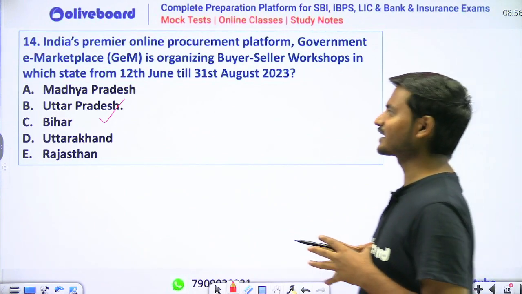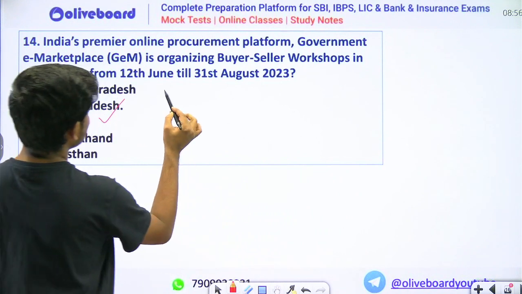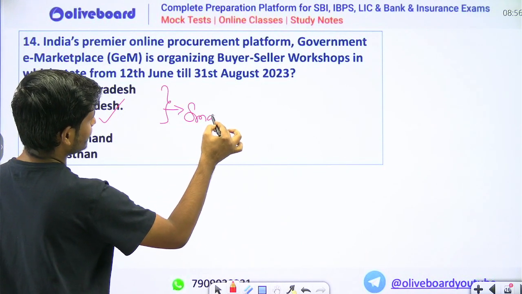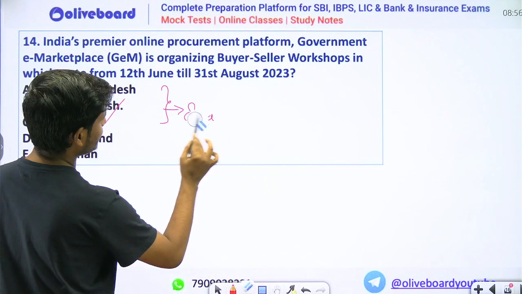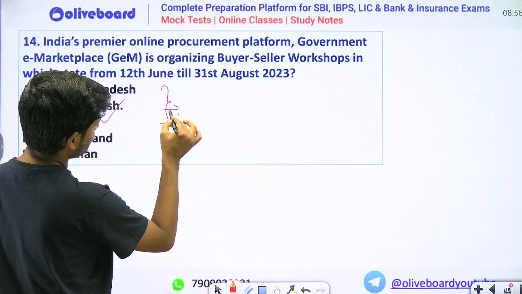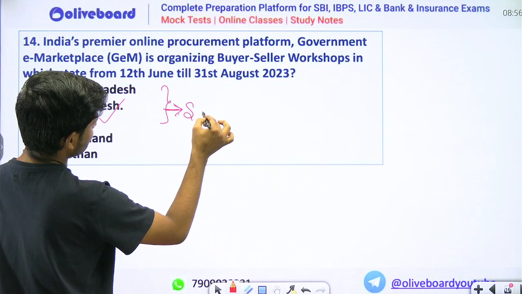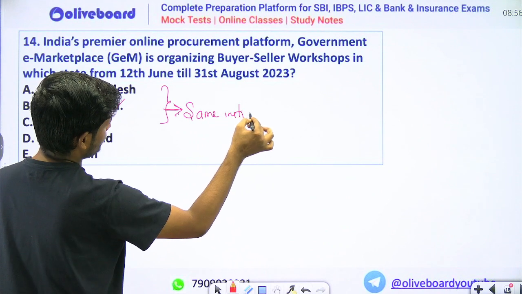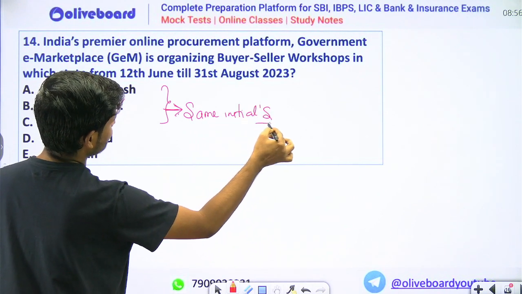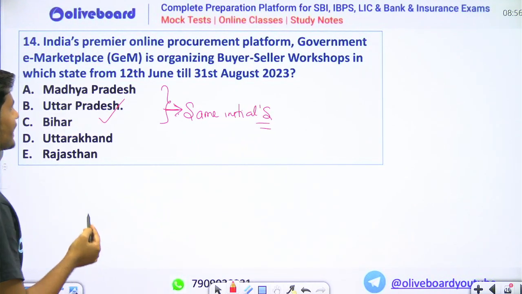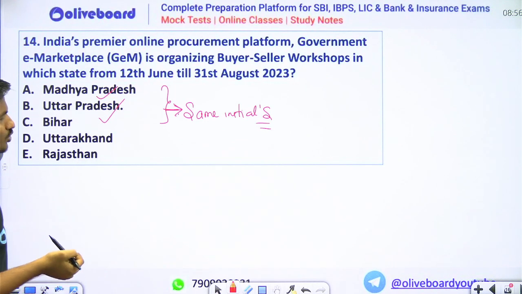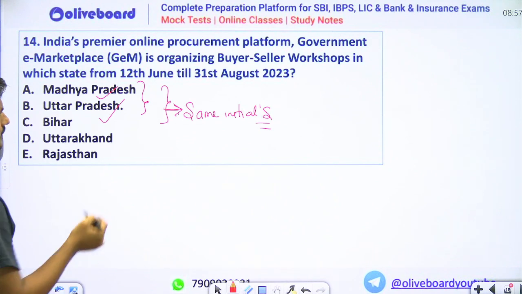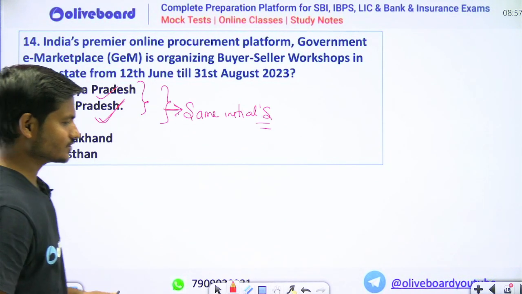Now there's another technique which we call the same alphabet technique. Same letter technique. This technique is called the same letters or same initials technique. Here in the options you can see two options, that is A and B, ending with Pradesh. So if you don't know the answer, it is quite possible that from among the two options, one is the answer. Here the answer is Uttar Pradesh. Why? Because if there are options which are starting or ending with same initials, you can get a hit.